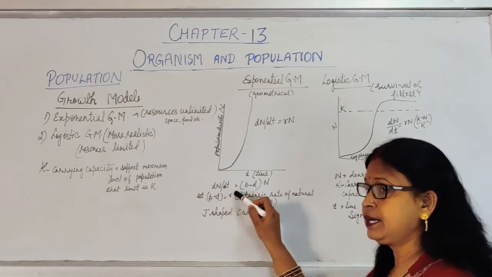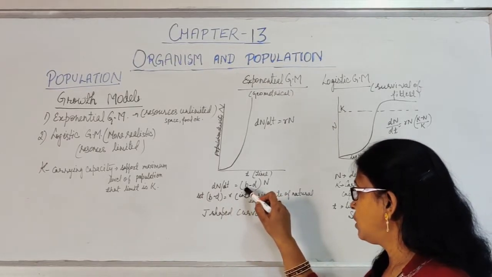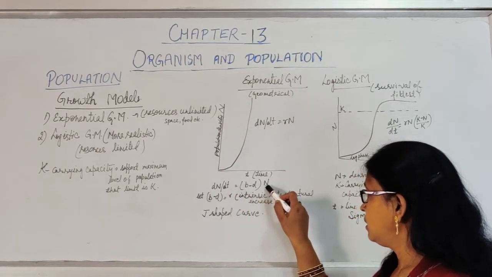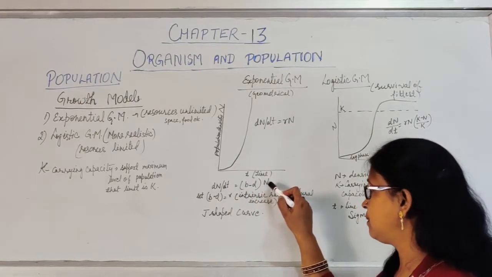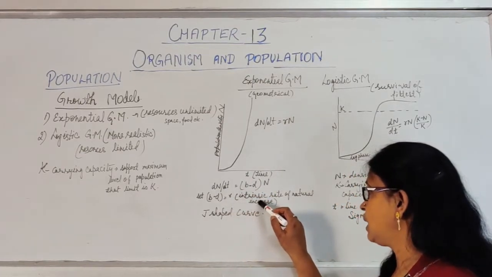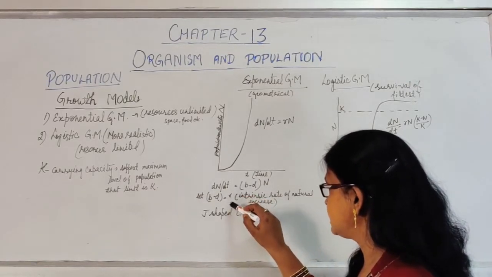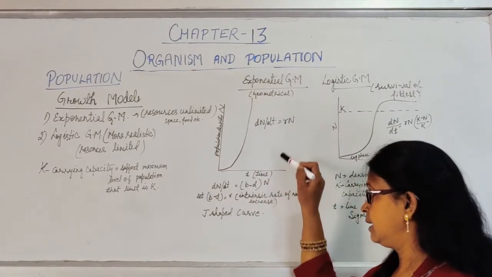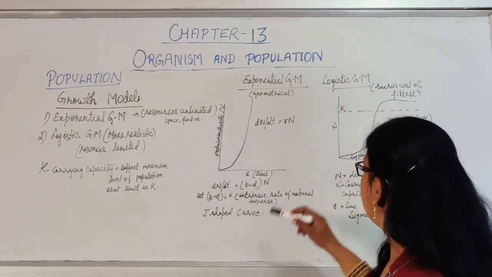Here dN by dt is equal to b minus d, that is birth rate minus death rate, that is natality minus mortality, in brackets, multiplied by the population density. Let b minus d be r, that is small r, the intrinsic rate of natural increase. Then it will be written as dN by dt is equal to rN, and the curve we get is a J-shaped curve.